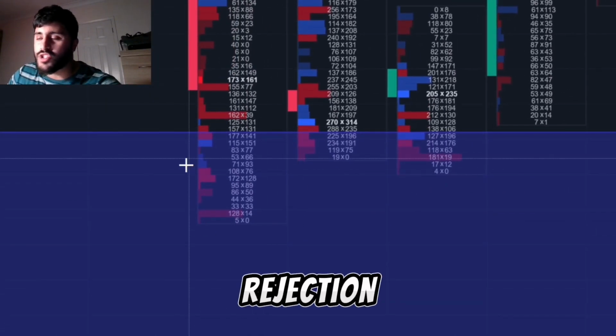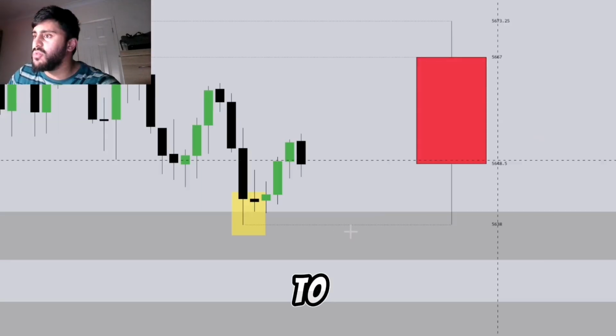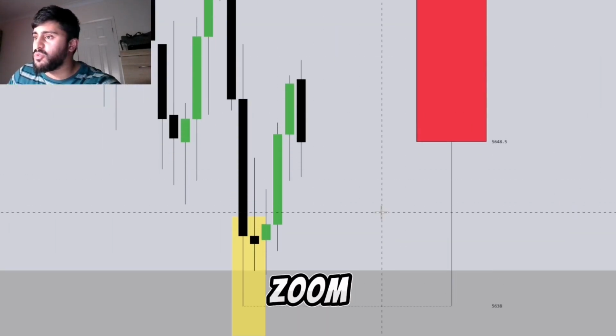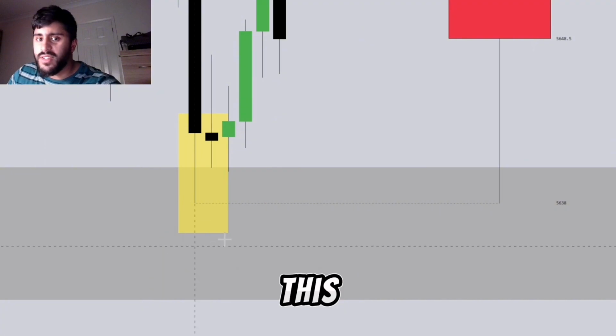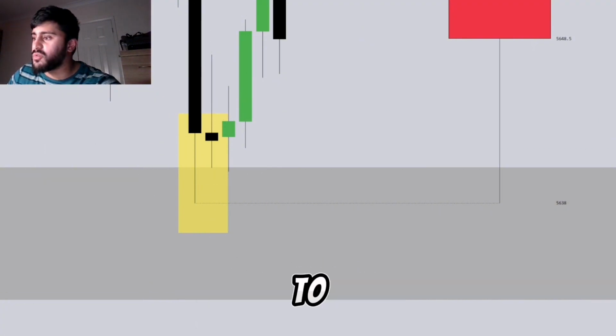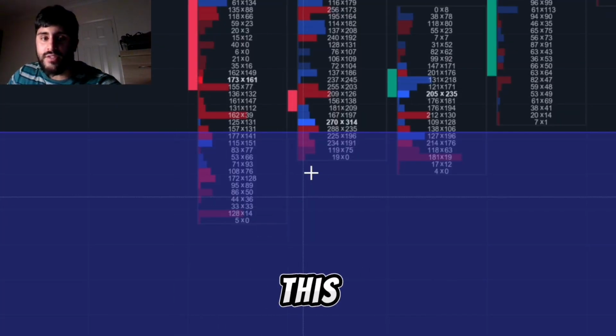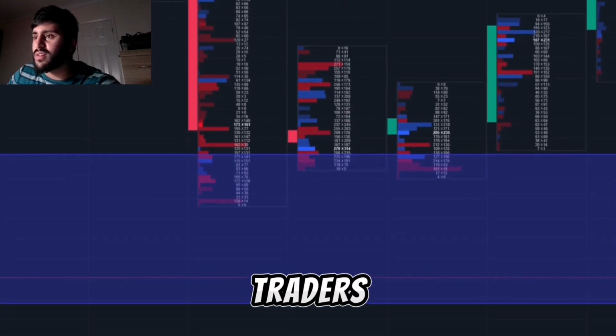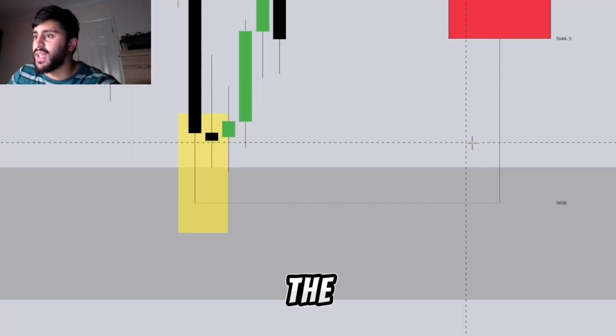So this rejection over here corresponds to this rejection over here. So I'm going to zoom in so everyone can see this, right? This yellow box corresponds to this candle over here. This is very important to understand. Now, I want traders to understand one thing, right? Let's go back to the candlestick chart.